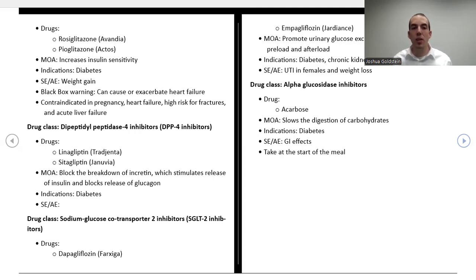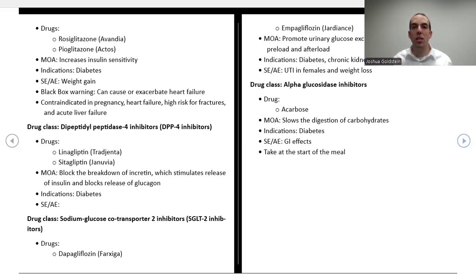Next, we have the SGLT2 inhibitors. These are dapagliflozin, which is Farxiga, and Jardiance. These work different than all the others. These get the body to simply pee out extra sugar. So it dramatically increases the amount of sugar that's excreted through the kidneys. It also has cardiac benefits, decreasing preload and afterload, which is why this is becoming one of the go-to drugs for heart failure.